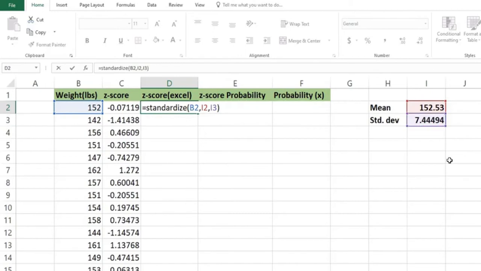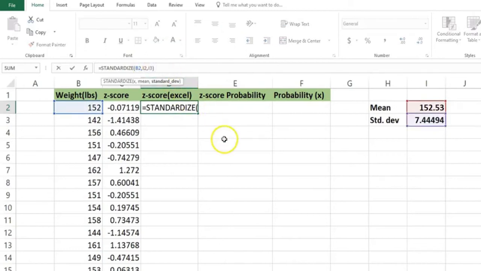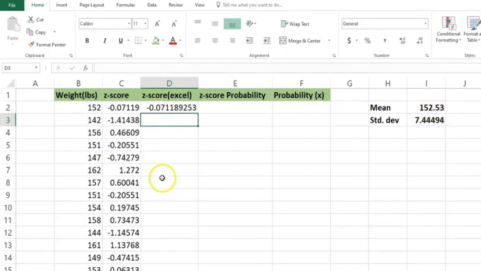And once again we all know that I2 and I3 should not be changed whenever we are calculating these for the others. So that's why we fix them again, so that they won't change later on. Once you do that, you'll get the same thing.